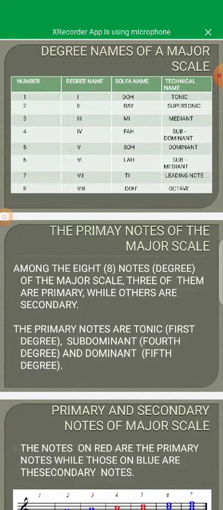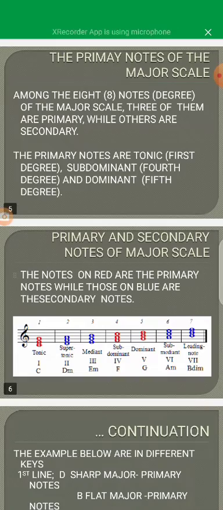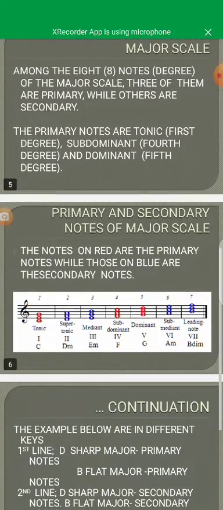So I want to believe you now know the primary notes of a major scale. So the primary notes of a major scale, we have the tonic, degree 1, the 4th, which is the subdominant, and the dominant. The tonic, the subdominant, and the dominant. The do, the fa, and the so, they are always the primary notes. The first degree, the 4th degree, and the 5th degree. Okay, let's go ahead. Let me show you some further examples in the next slide.